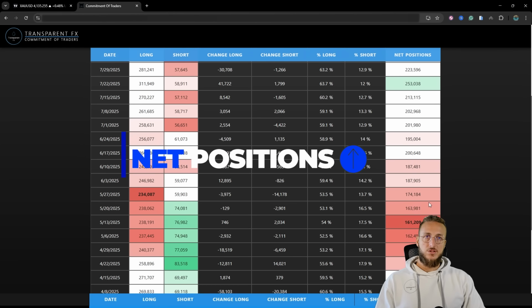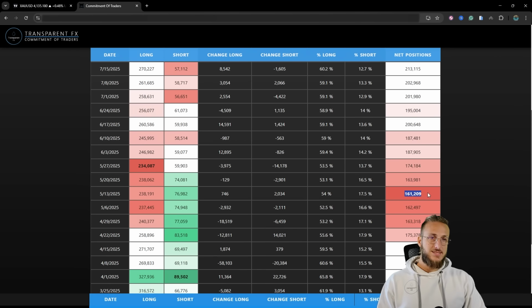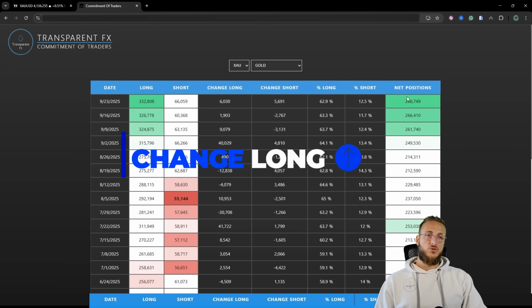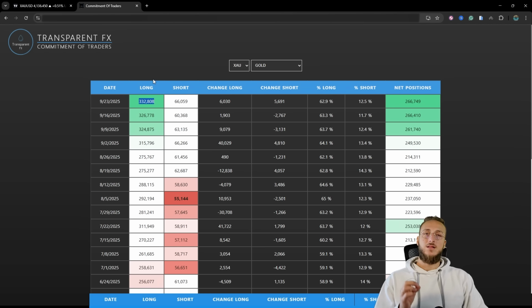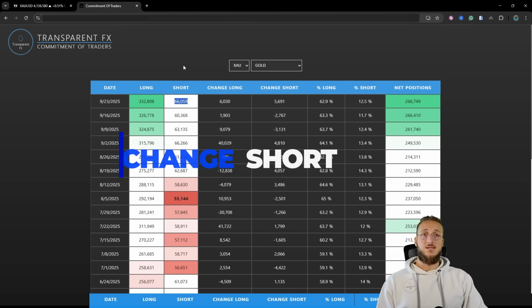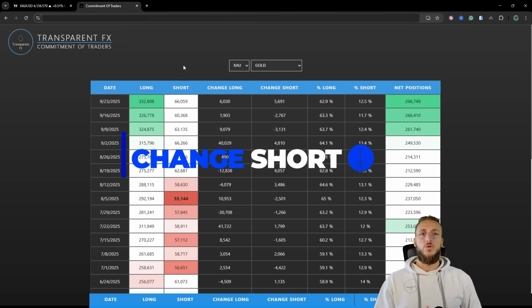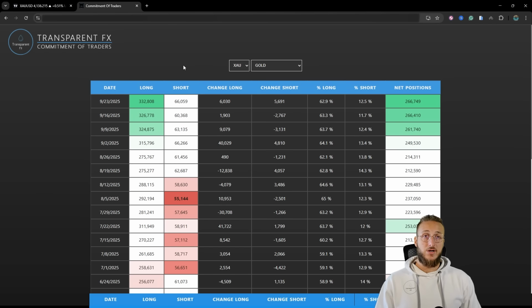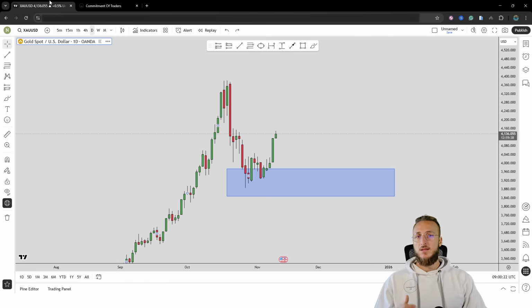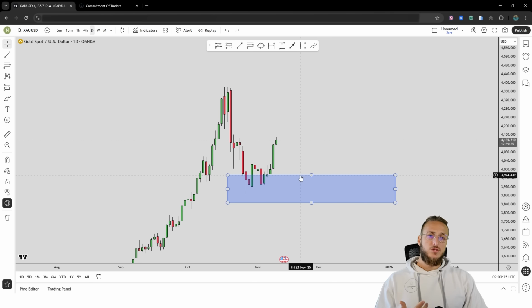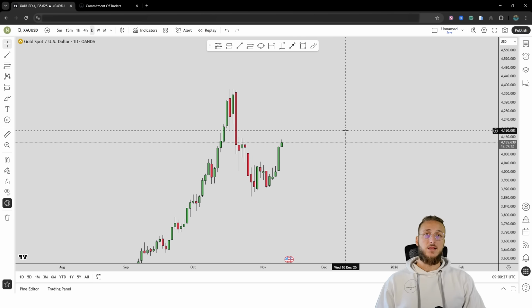And if we do that, the result is very clear. Institutions were increasing their net positions, so moving to the bullish side for gold, going from 161k net positions with 238k longs compared to 76k shorts, all the way up to now having 266k net positions with 332k longs and only 66k shorts. So institutions were longing gold very aggressively, therefore making it stronger. So let's keep that in mind and move back here to the chart. In a situation like this, first of all, let's identify structure.